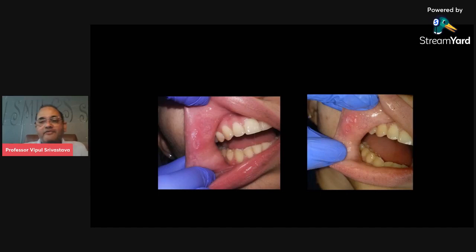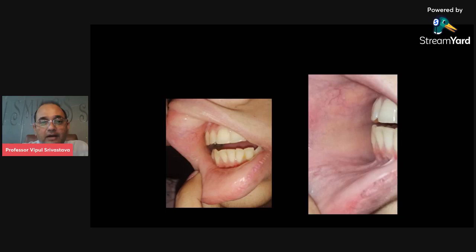On the right side you can see the immediate post-op. This is the healing after a week, with hardly any signs and symptoms of the lesion. You also need to know that the pain was relieved immediately chair side. It takes just 10 minutes to cure herpes lesions or ulcerative lesions. So this is laser use in oral medicine. Besides this, there are so many other applications. Unfortunately, I don't have enough time here to discuss all of them.